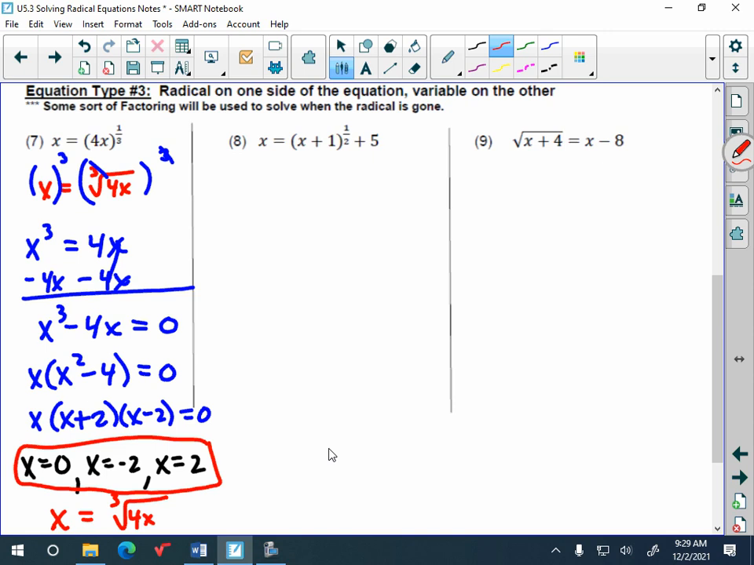All right, number 8. We have that fractional exponent, so I'm going to convert to a radical. x equals the square root of x plus 1, and then plus 5 on the outside. So I'm going to isolate the radical, so I'm going to subtract the 5 over. Now, x minus 5, you can't combine those together because they're unlike terms, so you're just going to write x minus 5.